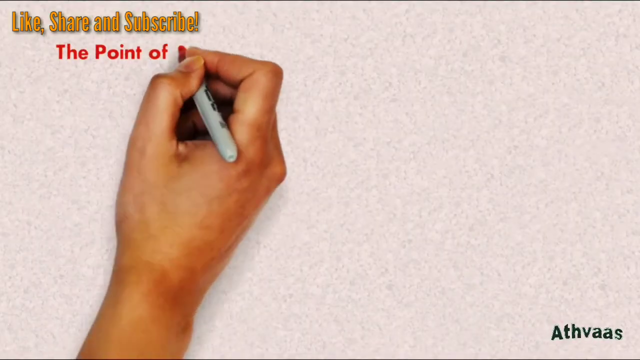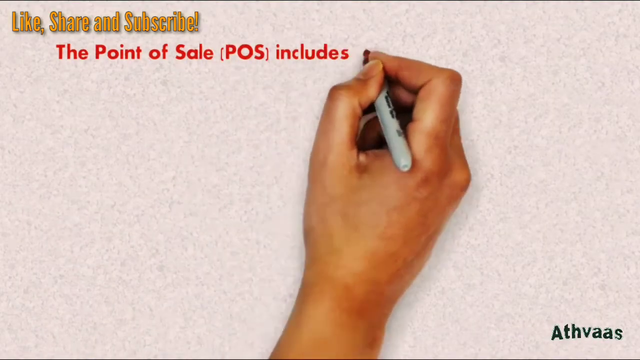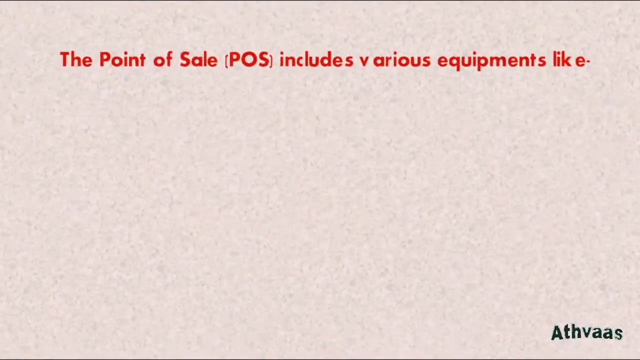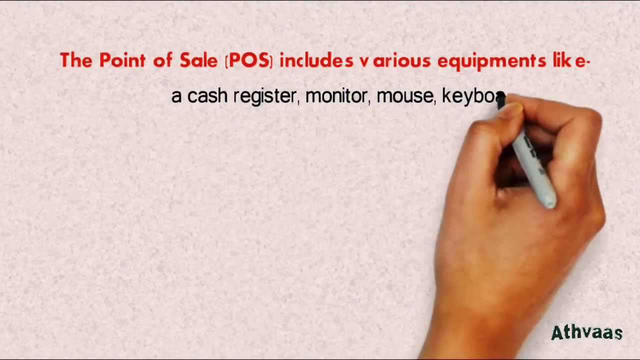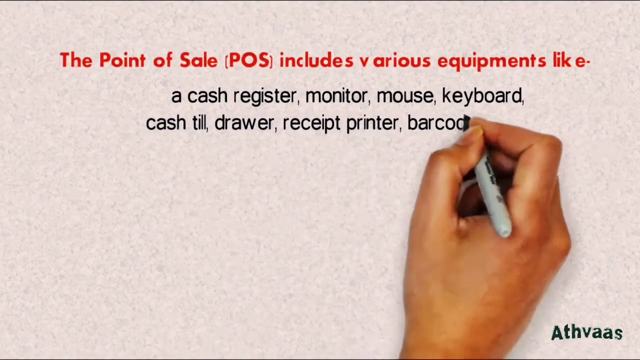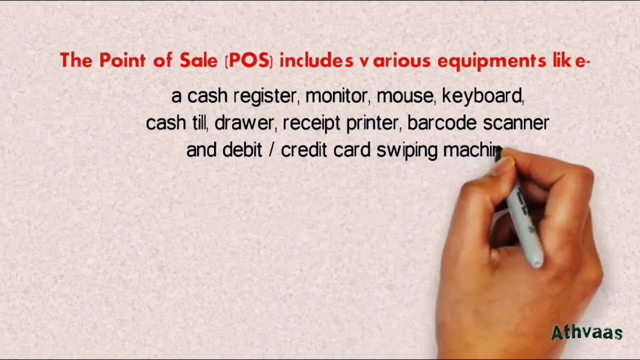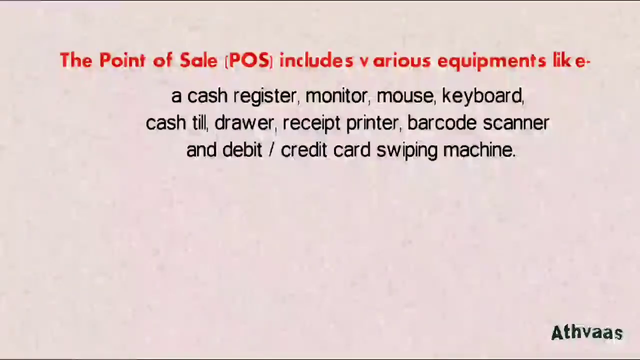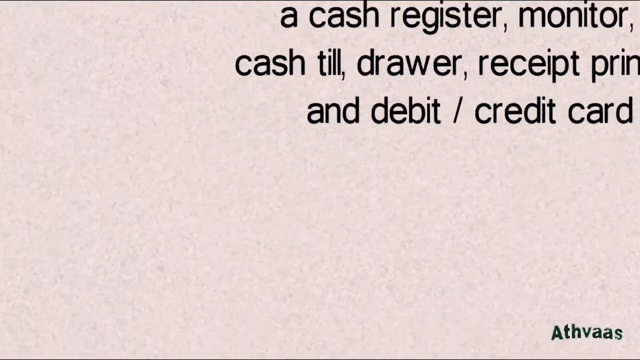Dear students, let's start our session today with the various equipments that are used at POS. Some of these equipments are cash register, monitor, mouse, keyboard, cash till, drawer, receipt printer, barcode scanner, and swiping machines. These machines are important for making the transactions easy and quick.